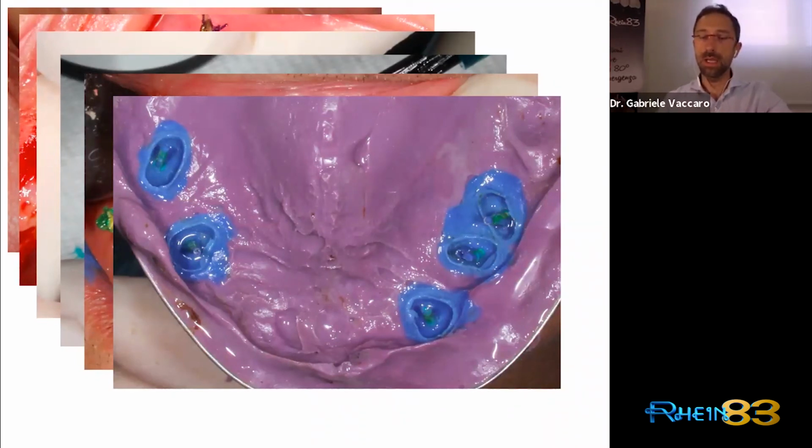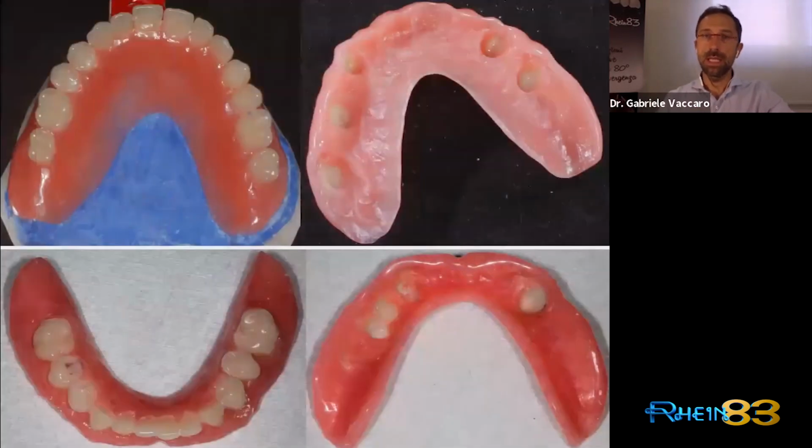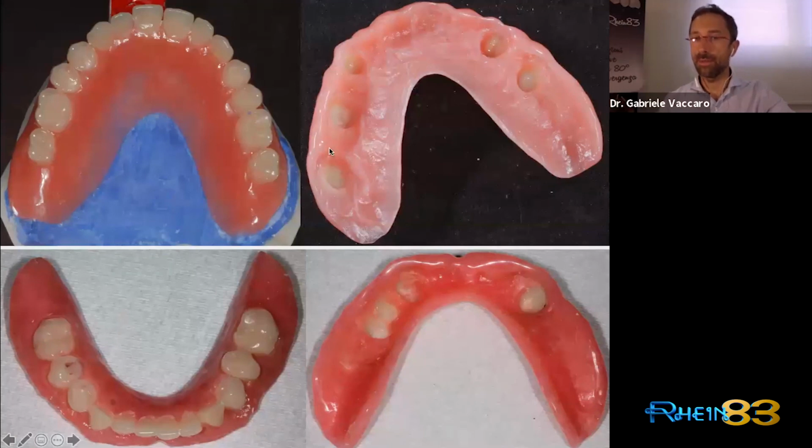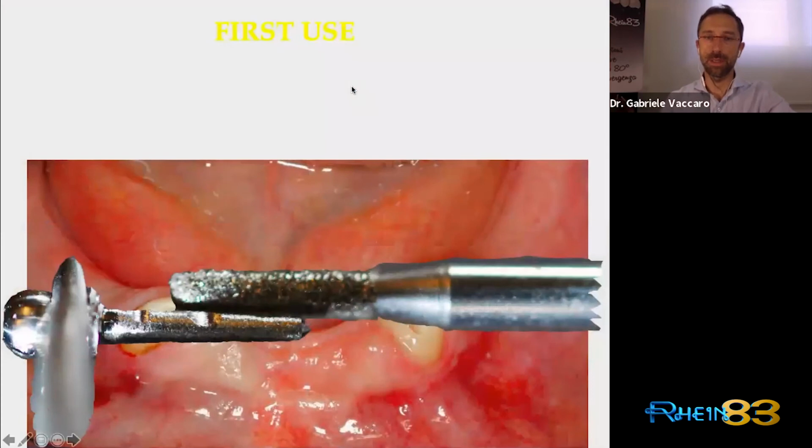In the meanwhile, we went on with the temporary restoration that was made like this. So an extemporary express denture, overdenture, for the upper arch and for the lower arch. It was dug to leave the space for the pivot, because in the studio I had to reline it right over the sphere.